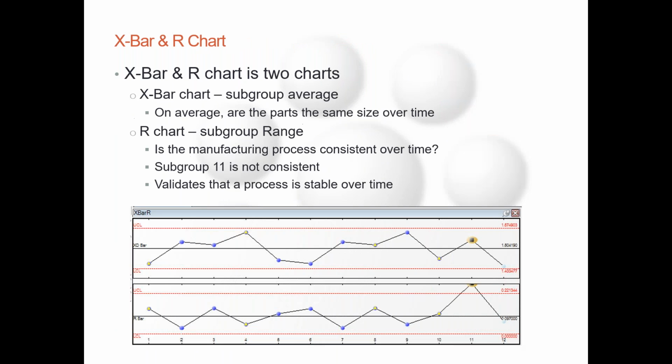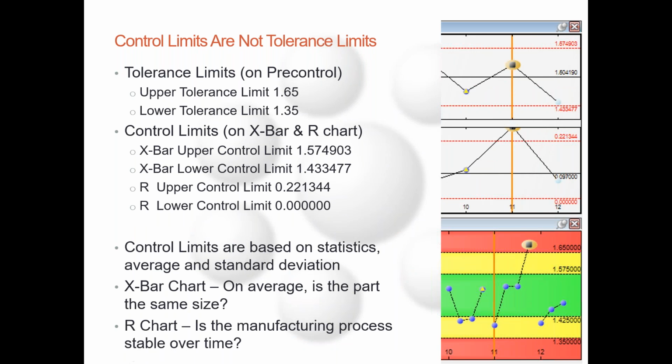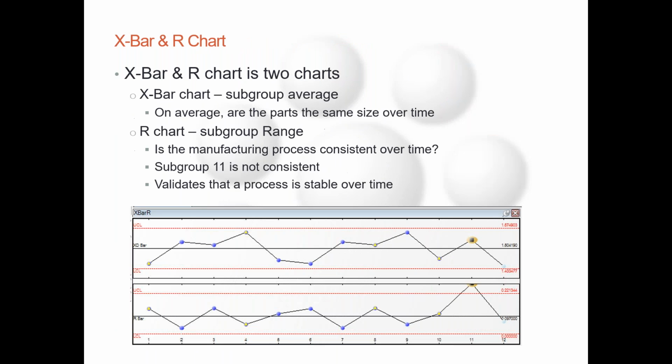I'm going to back up here for a minute. That's this part across here. Does the part remain the same size over time? And the R chart is: is the manufacturing process stable over time? And again, I'm going to back up. And that's the chart down here. And you're looking for consistency here. If this is not consistent, you have a serious problem in your manufacturing process that needs to be addressed.